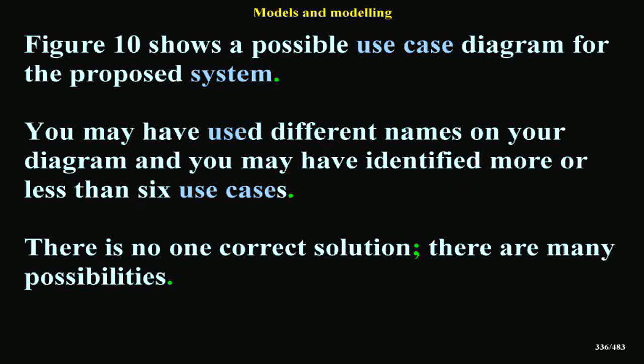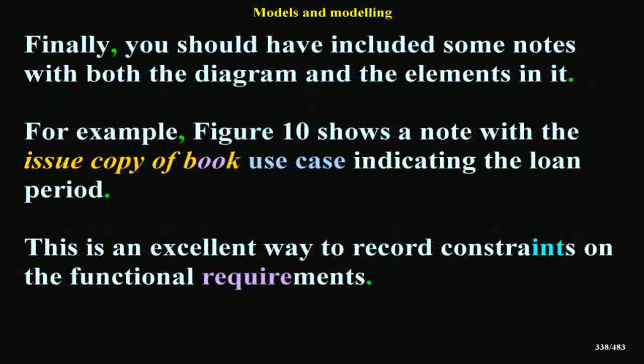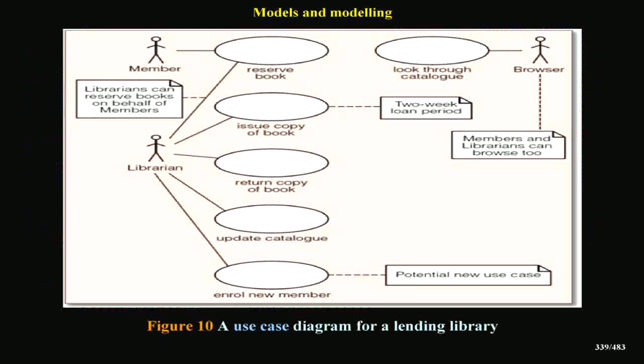There are many possibilities. You may have defined use cases that combine 2 or more of our use cases, but in doing this it is likely that you would have assumed knowledge of the internal structure of the proposed system. In a use case diagram, you should identify only the behavior that will bring some discernible value to the actors. Finally, you should have included some notes with both the diagram and the elements in it. For example, Figure 10 shows a note with the issue copy of book use case indicating the loan period. This is an excellent way to record constraints on the functional requirements.